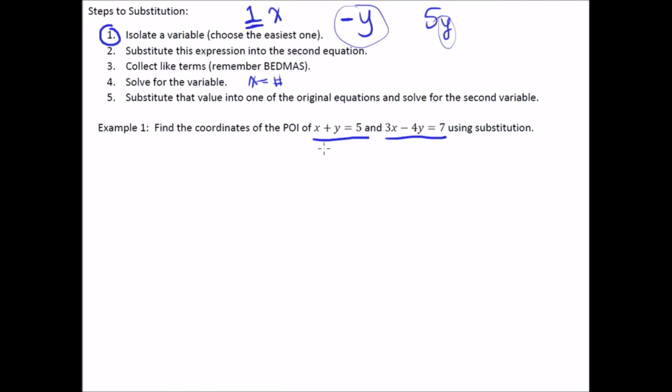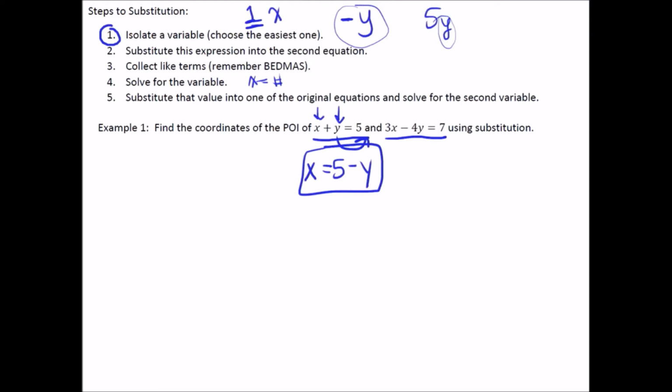When I look at these two equations, I recognize immediately that the x and the y have no number in front of them, so the number in front of them is 1. Let's work with this. Let's bring the y over, and we'll be left with x equals 5 minus y. So we're already done the first step. We isolated a variable. Now we know that x equals 5 minus y.